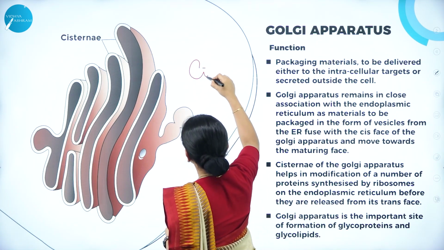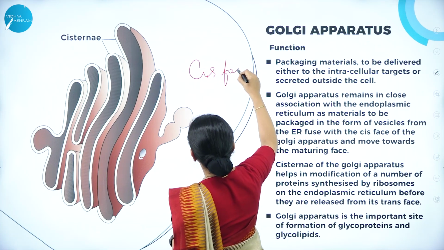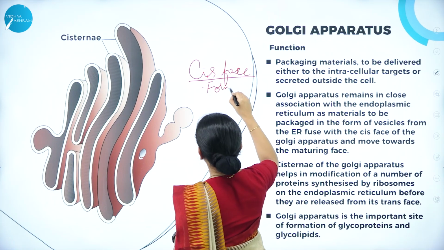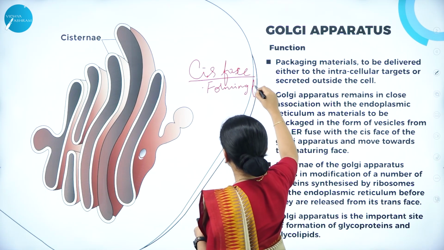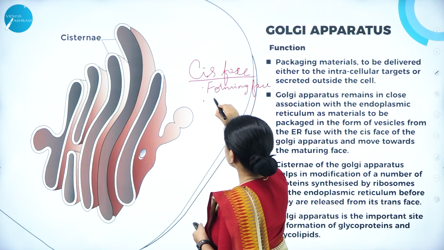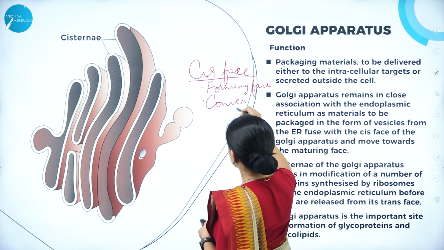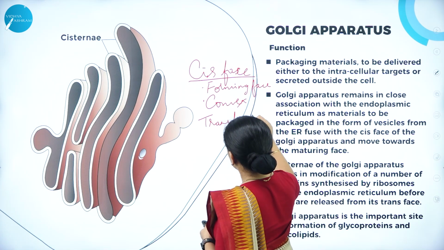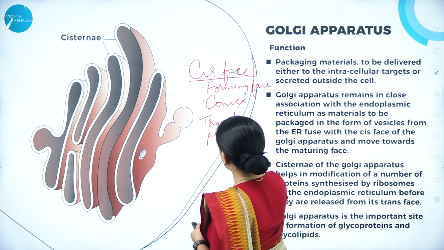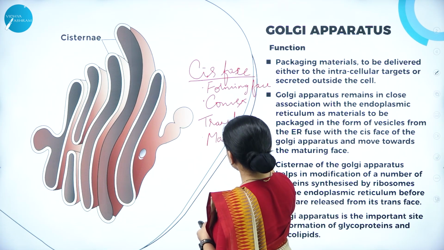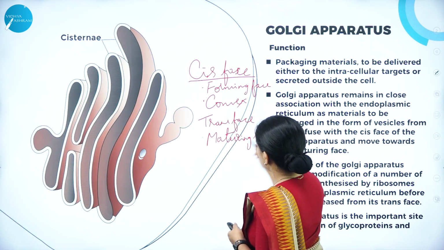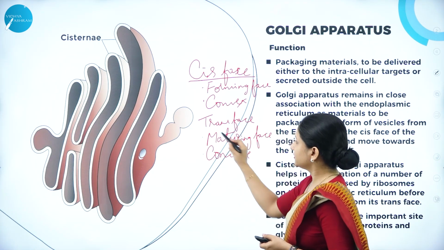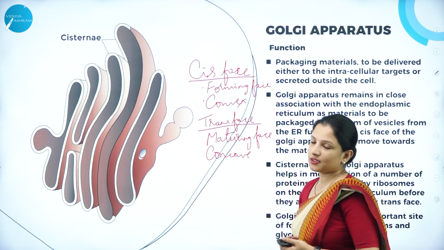And this cisternae has a convex cis phase which is also called the forming phase. So, cis phase, F-A-C-E, it is also called forming phase and it is convex. Next we have the trans phase, which is also called maturing phase, and it is concave. So much you have to remember. So these are the two phases that are present in the cisternae.